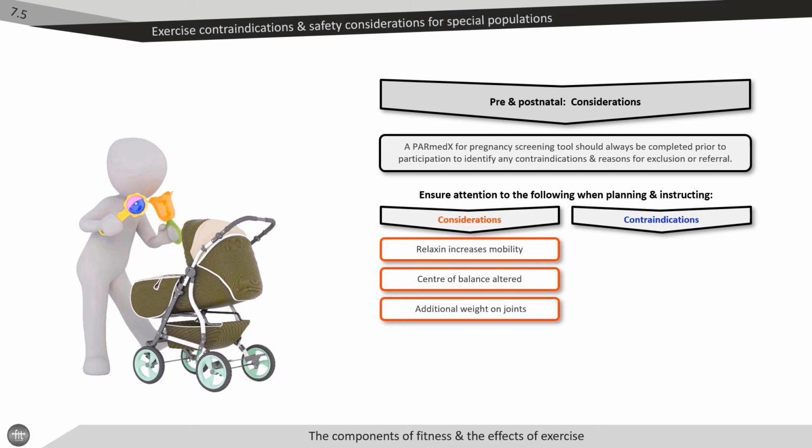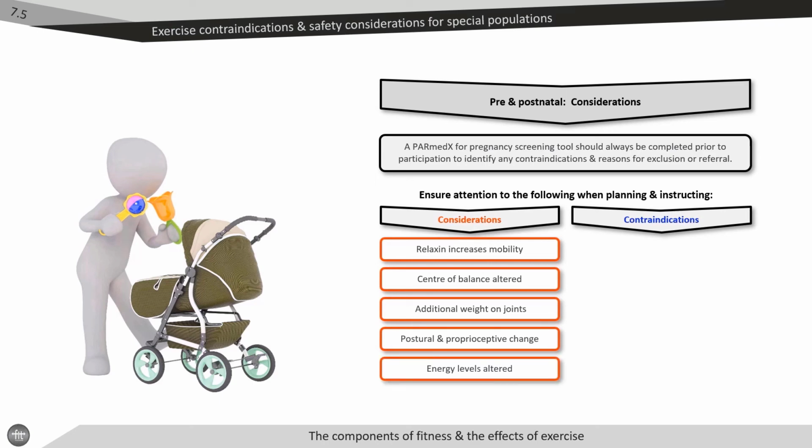Adapting exercise by regressing to a simpler form to support postural changes of an individual can be beneficial, along with monitoring clients for exacerbation and limiting their exertion. This will reduce fatigue and limit the impact of blood pooling due to impaired venous return.